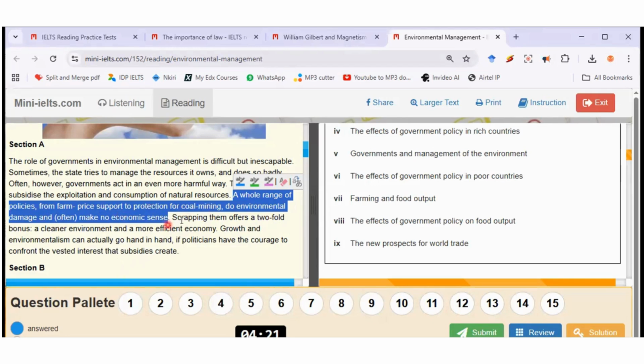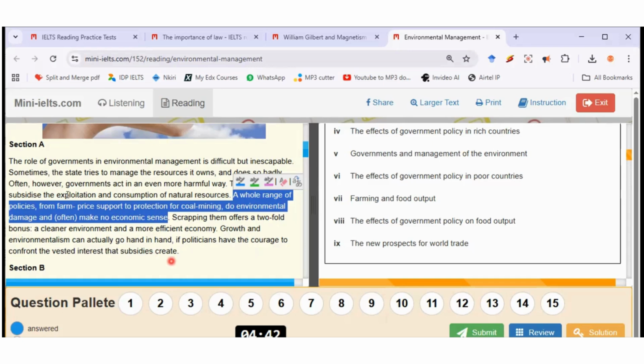Scrapping them offers a twofold bonus. A cleaner, can you see? If you scrap these policies, you're going to have a what? A cleaner environment and a more efficient what? A more efficient economy. Growth and environmentalism can actually go hand in hand if politicians have the courage to confront the vested interest that subsidies create.